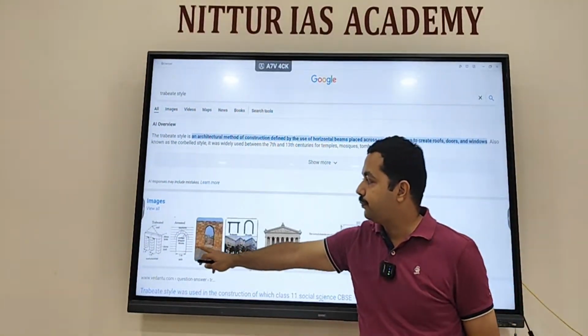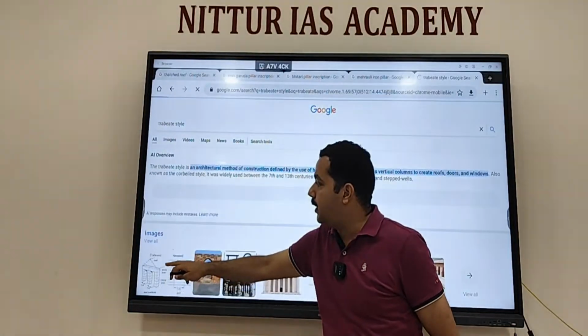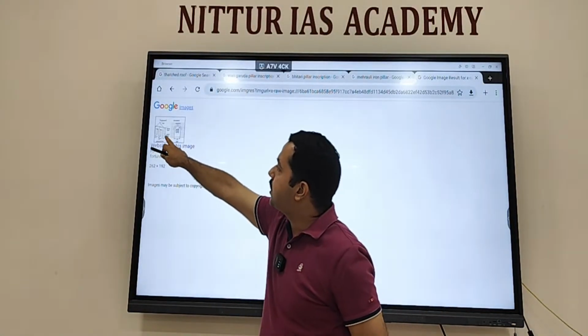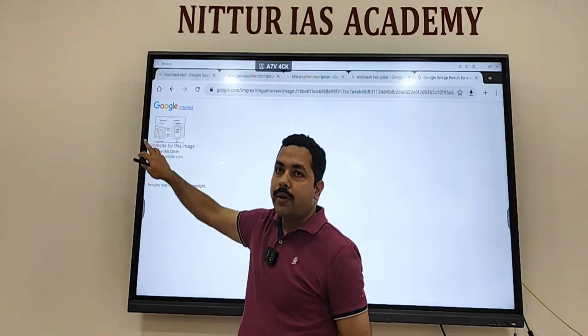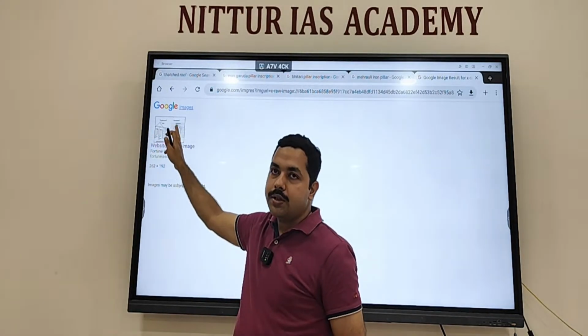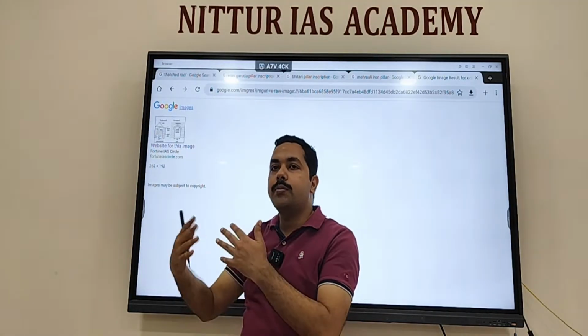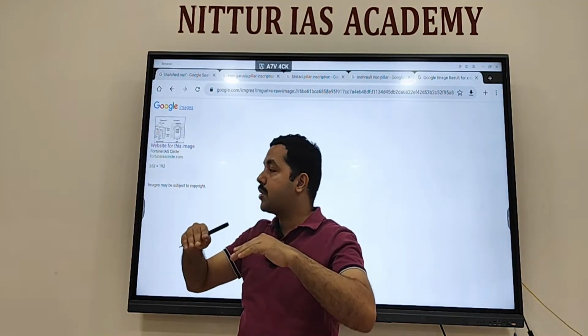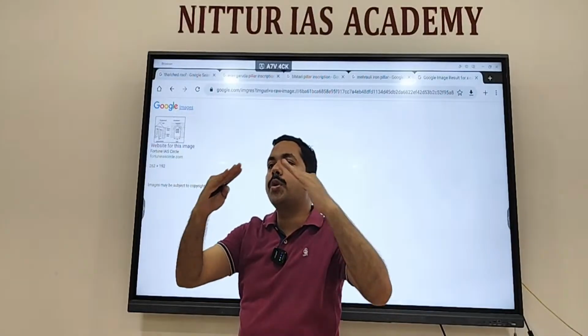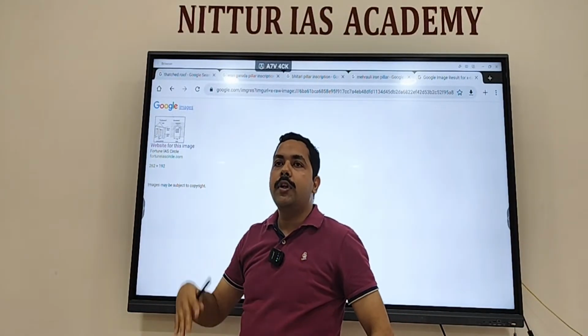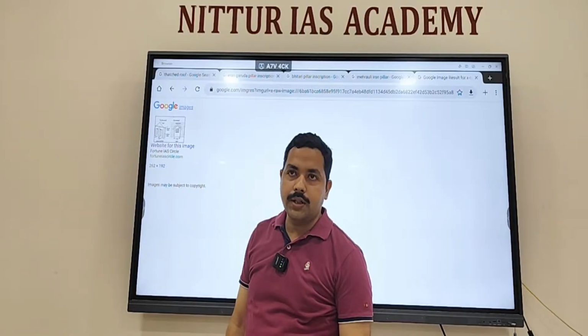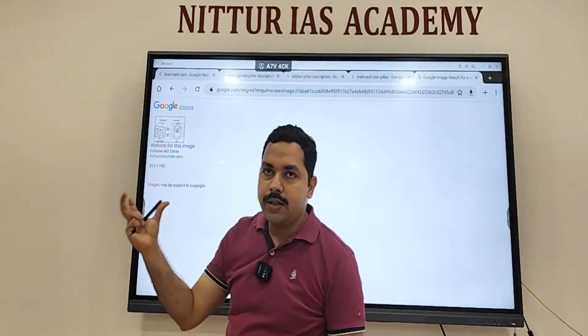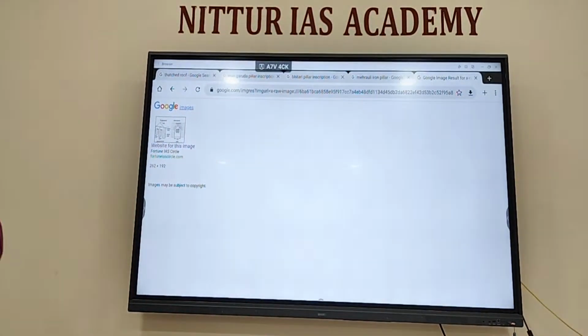This is the Trabeate style, and this is the Arcuate style. We have a flat roof concept in Trabeate. The arch concept came later when Islamic structures started coming. So Hindu structures being converted gave the Trabeate style, and later, when original Islamic structures came, you see the Arcuate style.